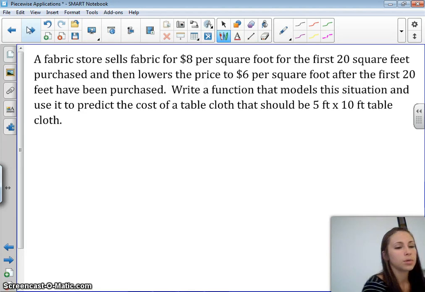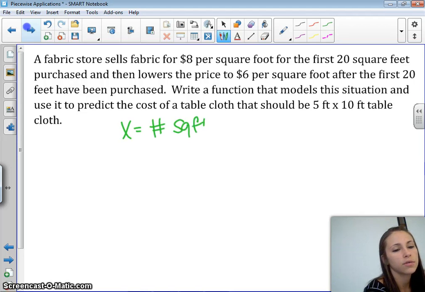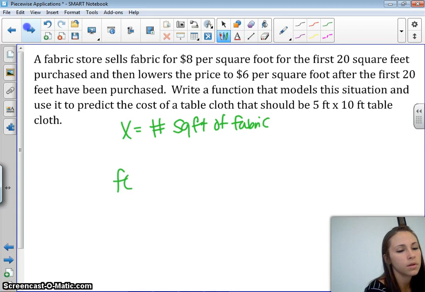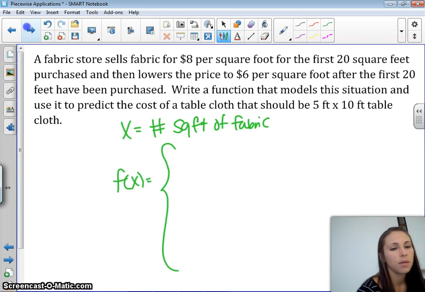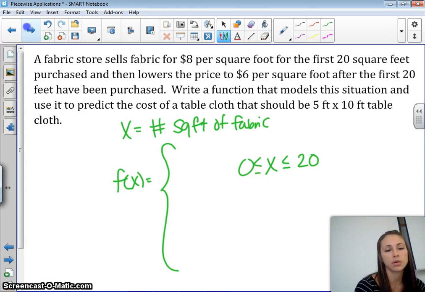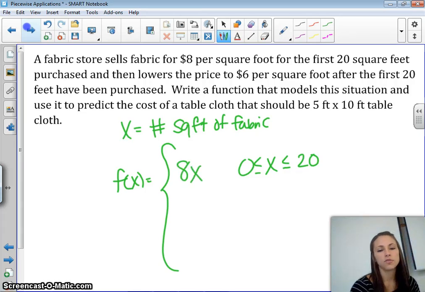Alright, so the first thing I'm going to do is say what x is, and x here is just going to represent the number of square feet of fabric that I buy. And so then my function, my first option is if I buy 20 square feet or less. So I'm going to say x is less than or equal to 20, and I can't purchase a negative amount of fabric, so I have to set 0 on the other side. So it's $8 per square foot, so that would just be 8 times x for the first 20 feet.